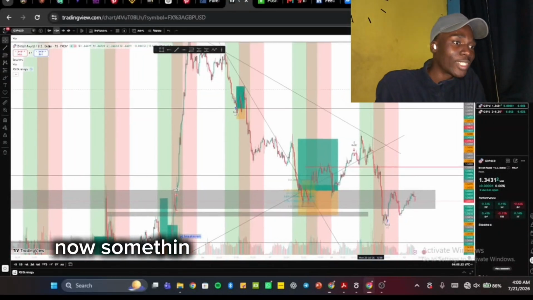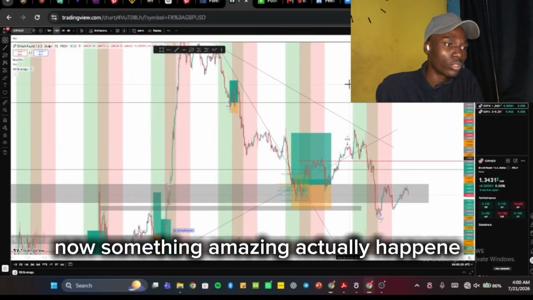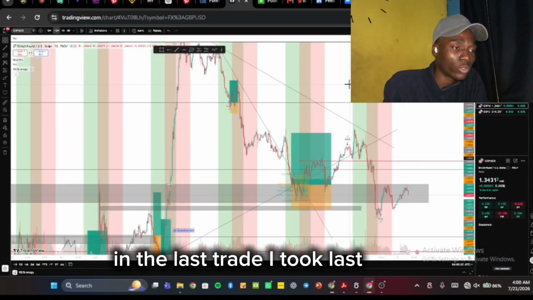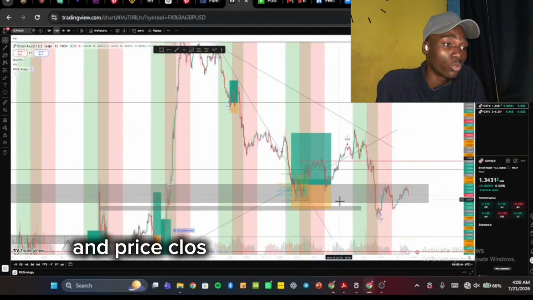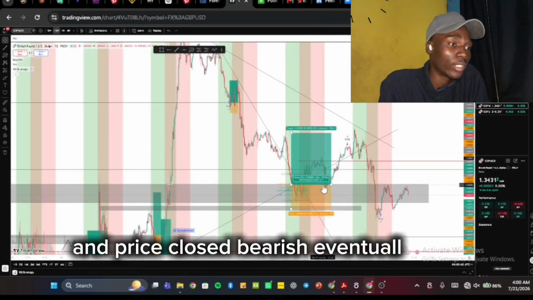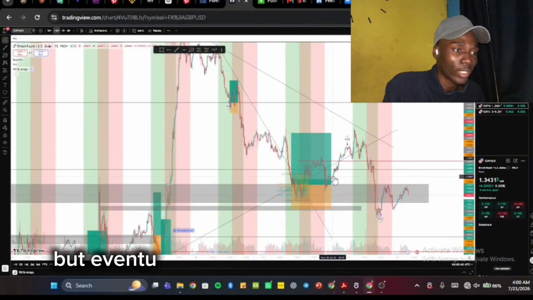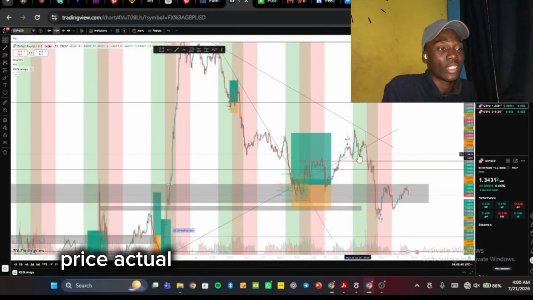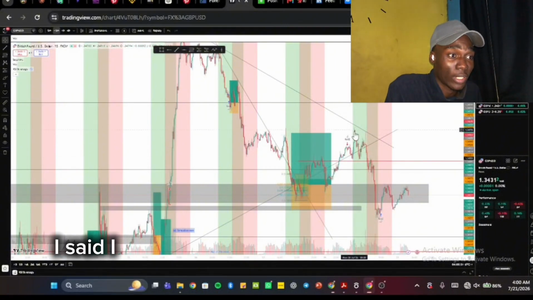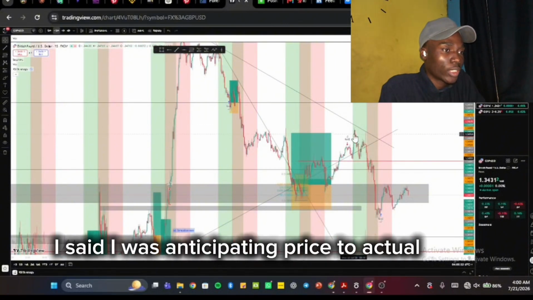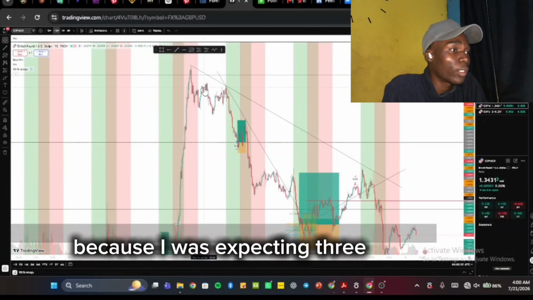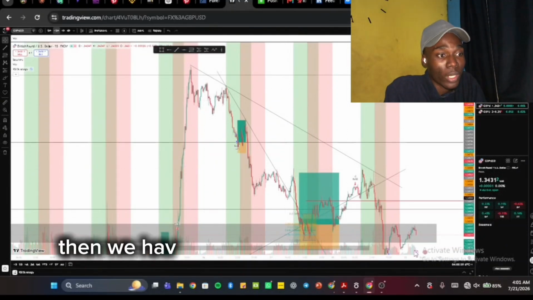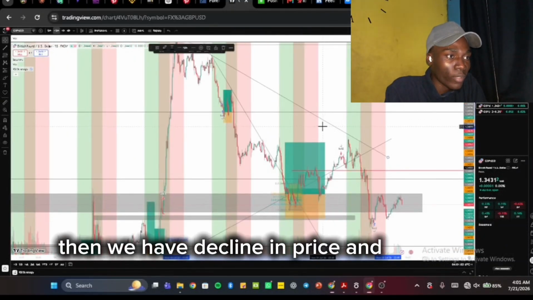Now, something amazing actually happened. In the last trade I took last week, I was anticipating a buy, and price closed bearish eventually and stopped me out at break even. But at market open yesterday, price went straight to the trend line I said I was anticipating price to get to, because I was expecting three bounces off the trend line. Then we have a decline in price, and that was what happened.